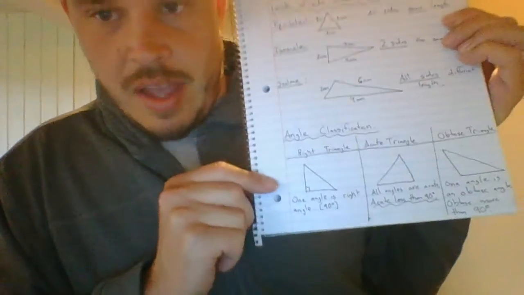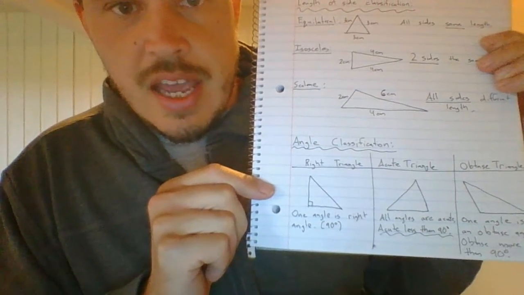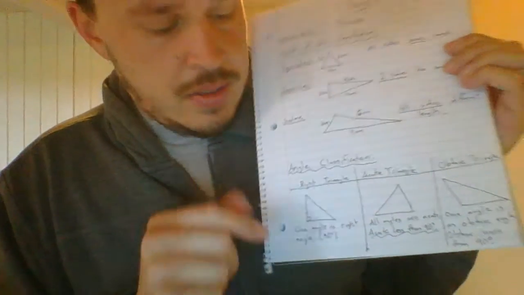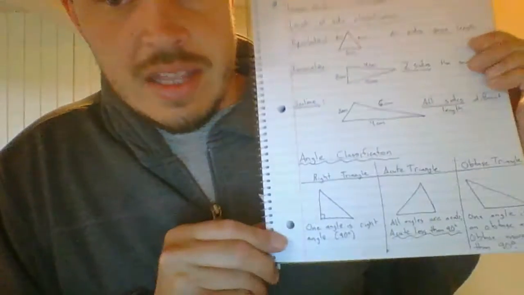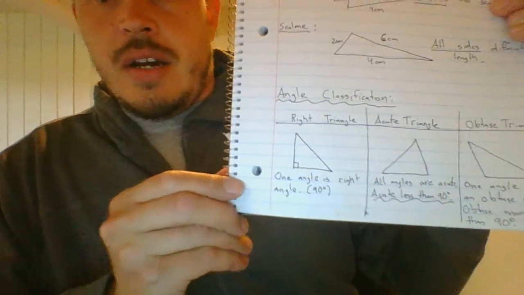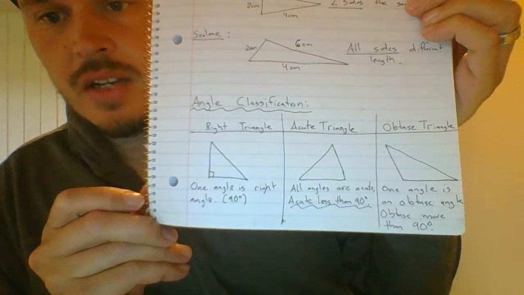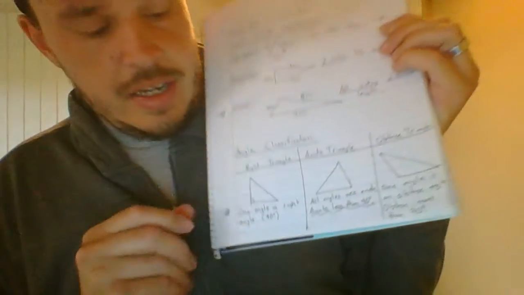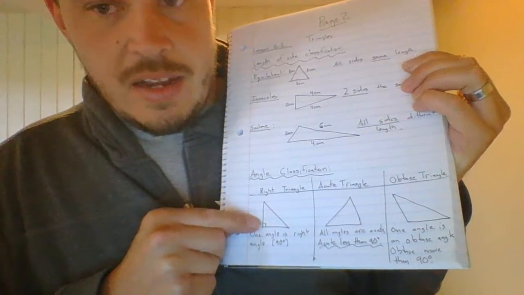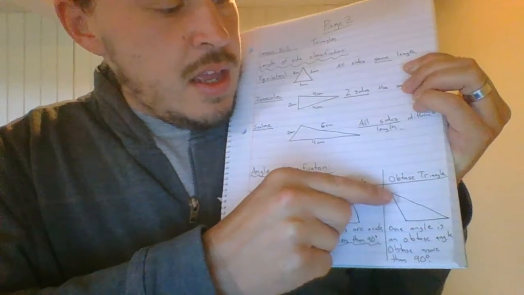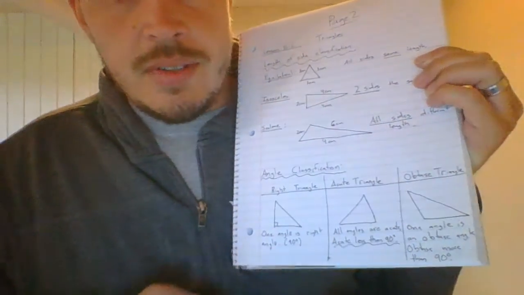Now, an acute triangle, that means all angles are acute. Now, an acute angle is less than 90 degrees. So an acute angle is always smaller than that. As you can see, all these angles are smaller than that. That's an acute. Now, an obtuse triangle, that means one angle is an obtuse angle. An obtuse angle is more than 90 degrees. So you can see this angle right here, it's a lot larger than the right angle. So that would be the obtuse angle. And those two angles are acute, but it has to be one obtuse, 2 acute angles.